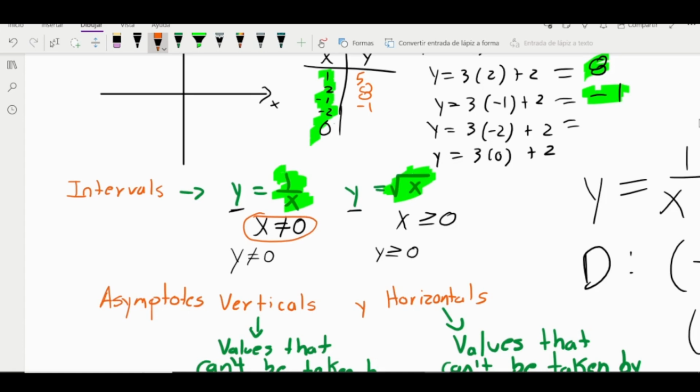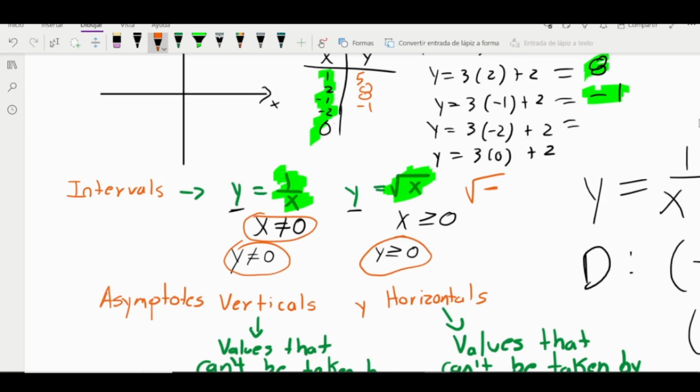We also need to analyze what's happening with the square root. Remember that it's not possible to have a negative value inside the square root. So for this expression, we need to say that x must be equal to 0 or greater than 0. And in consequence, y in the first situation is not possible to be equal to 0, and here we can have y greater than or equal to 0.